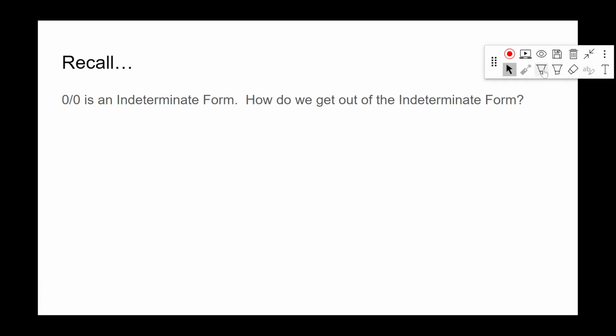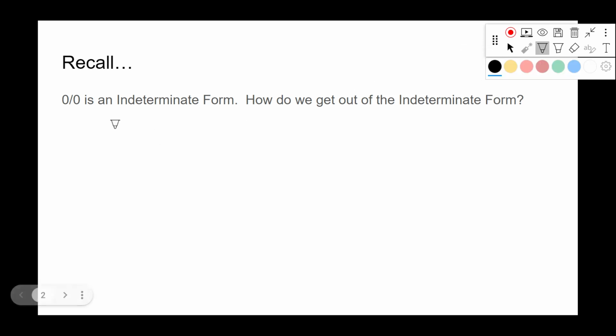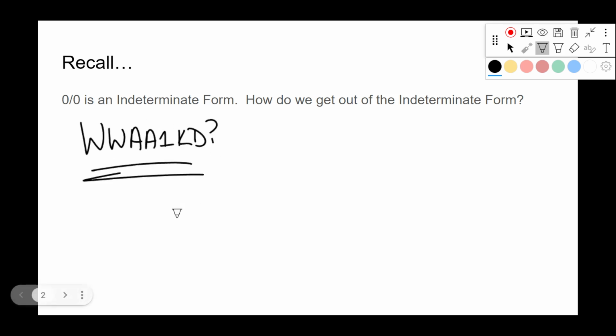Remember, 0 over 0 is our one indeterminate form right now. We talked about on the last video why that's the case. How do we get out of an indeterminate form? We need to figure out WWA A1KD. What would an Algebra 1 kid do? So remember, Algebra 1 kids can do things like factor, they can FOIL, they can multiply out things, they can multiply by the conjugate, they can combine fractions. There's a lot of things Algebra 1 kids know how to do. And that's what we're going to work with here, some of those different techniques.